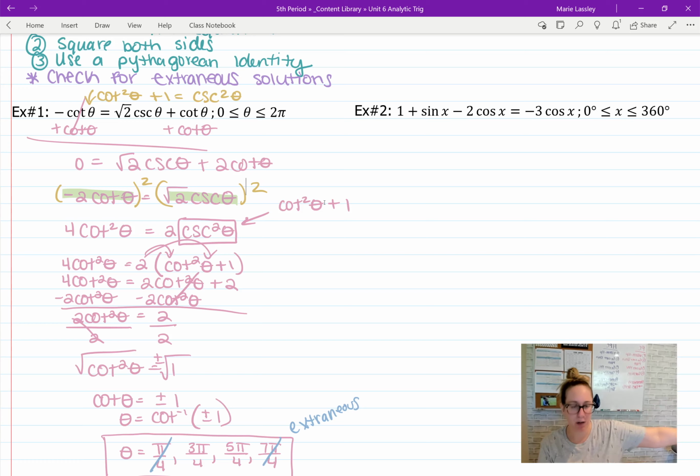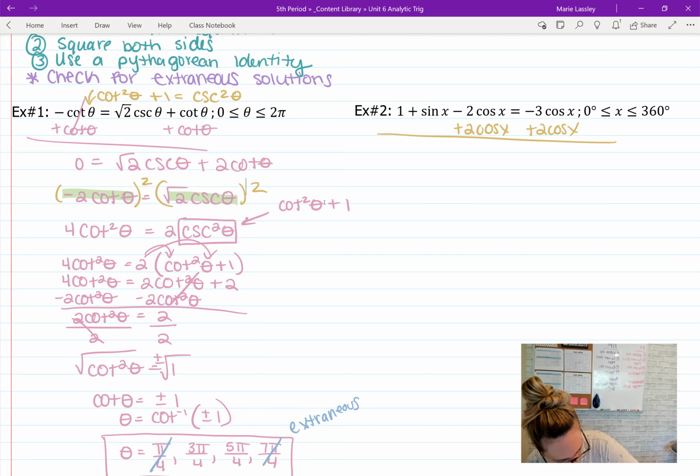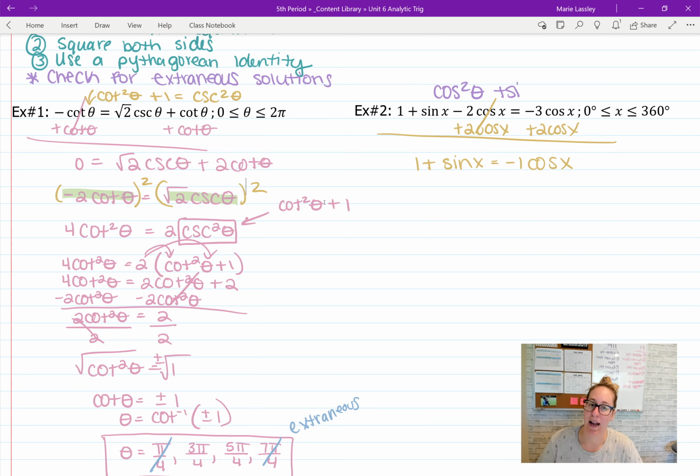So we're going to start by getting all of our trig functions separate. So I'm going to move the 2 cosine. I'm just going to add 2 cosine to both sides. All right, so that's going to give me 1 plus sine x equals -1 cosine x. Now for those of you that don't know, this Pythagorean identity says that cosine squared plus sine squared equals 1. So what I need to do is get things squared because right now all I have are things to the power of 1. So I'm going to square both sides.